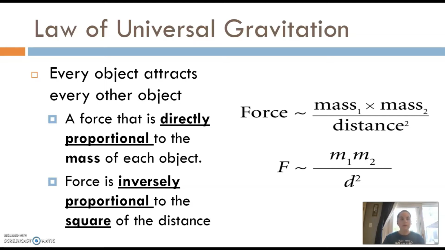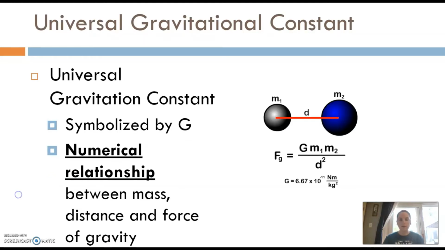And so the force is directly proportional to the mass. So what that means is if you increase the mass of those objects, then the force between them is going to increase as well. If you decrease, then the force between them is also going to decrease. And it says that the force is inversely proportional to the square of the distance. So if you bring those masses further apart from one another, then that force is going to decrease. If you bring them closer to one another, then that force is going to increase.